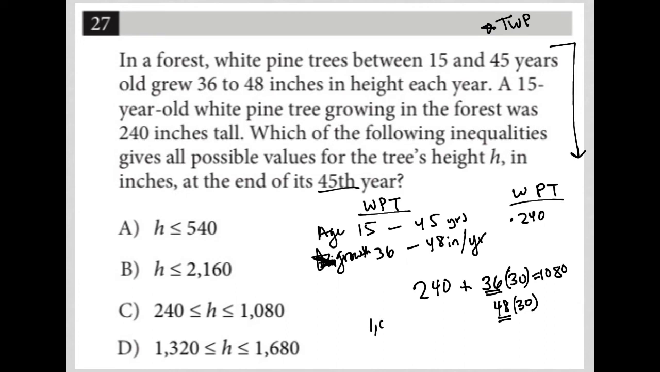So my 1,080 plus 240, right? Because it's already at 240. So it's 1,080 plus 240 is 1,320, right? So 1,320 is actually the smallest we should expect. And then that height should be up to 48 times 30, which is 1,440, again, plus the 240 that it's starting out at, and that's 1,680. And therefore, the answer here is choice D.